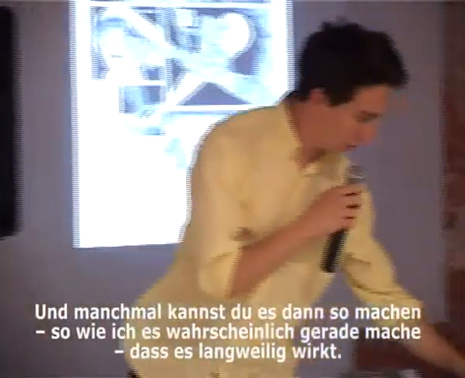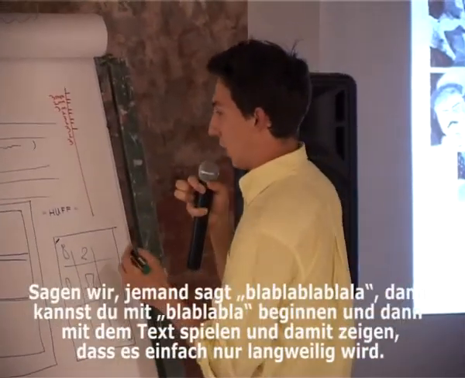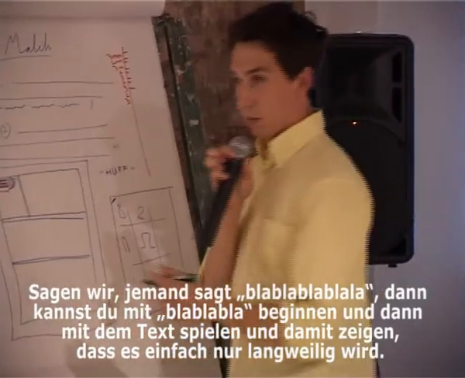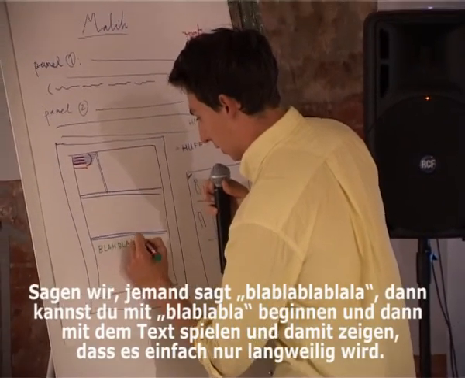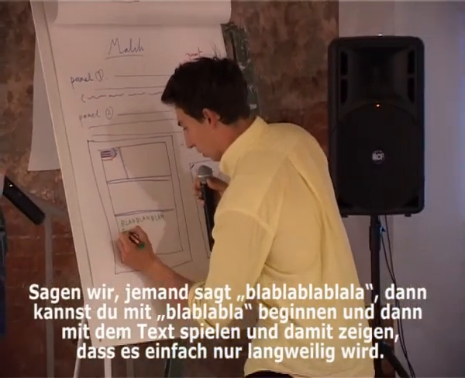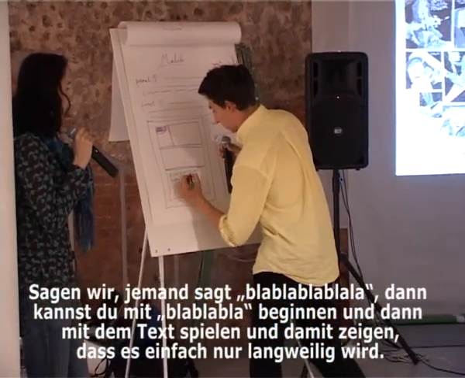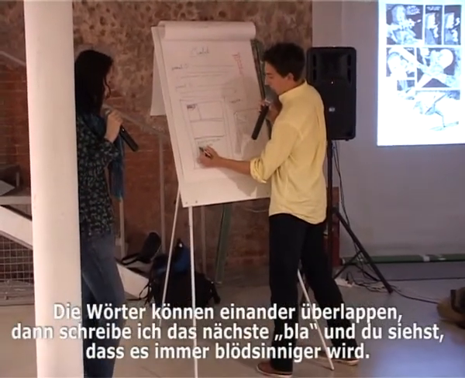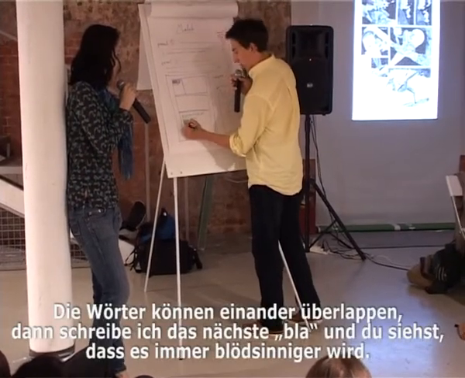And sometimes you can do something with the text. Let's say someone says blah blah blah blah blah. You can start off with blah blah blah like this, and then you can actually do stuff with the text to show that it's just getting so boring. So you can overlap the text. So I can write the next blah. You see what I mean? Like this, it gets more and more condensed.